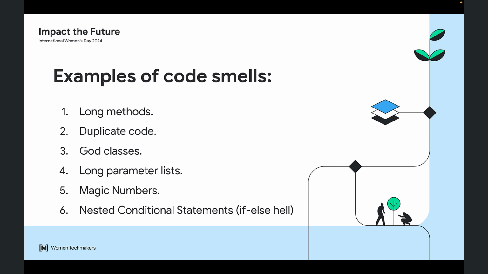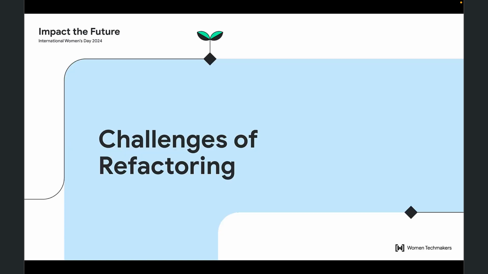And then nested conditional statements. So you're having lots of if else, else if, else if, else if, else if, right? Sometimes those nested if statements make it difficult to understand what the logic is really doing. So these are just examples of some common code smells in your code.